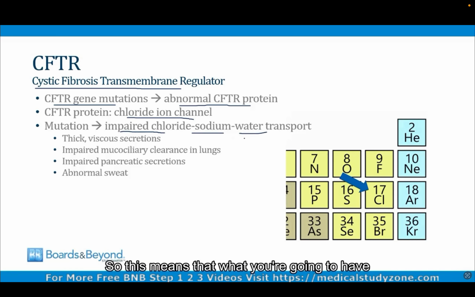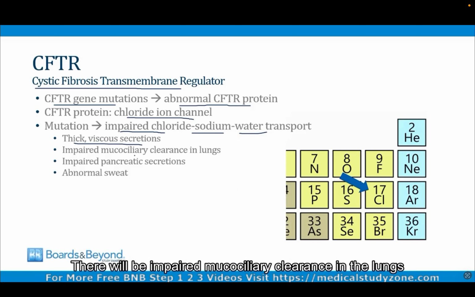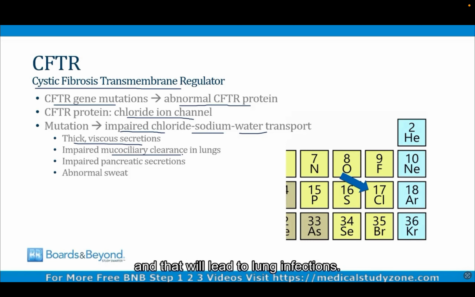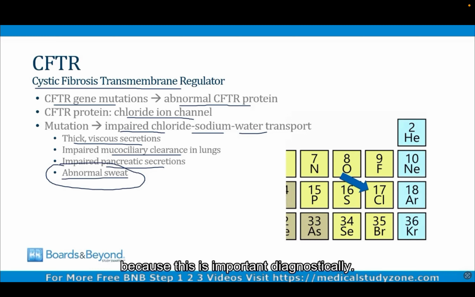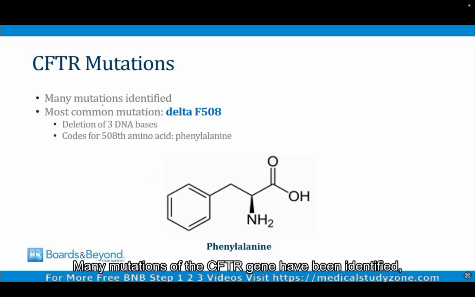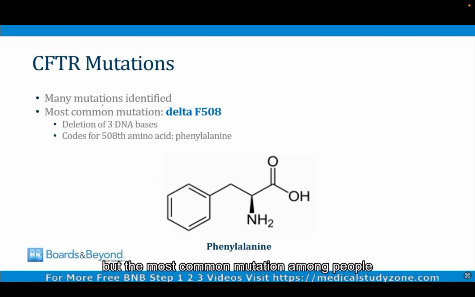And chloride transport is linked to sodium transport and also to water transport. So this means that what you're going to have is mucosal surfaces without enough water because of the abnormal chloride ion channel. This will lead to thick, viscous secretions. There will be impaired mucociliary clearance in the lungs, and that will lead to lung infections. There will be impaired pancreatic secretions, which can lead to pancreatitis. And finally, the sweat will have an abnormal content of chloride, and we'll talk about this later because this is important diagnostically.